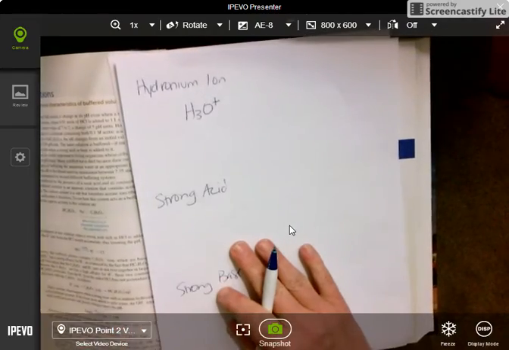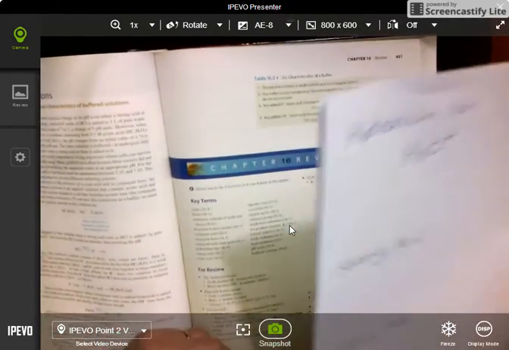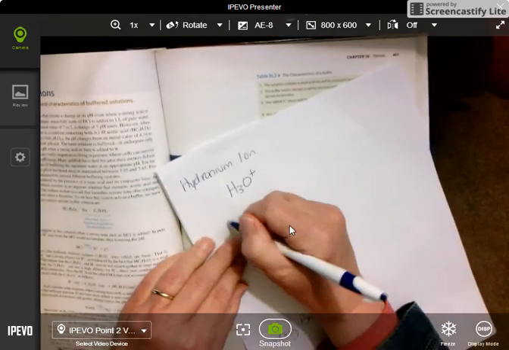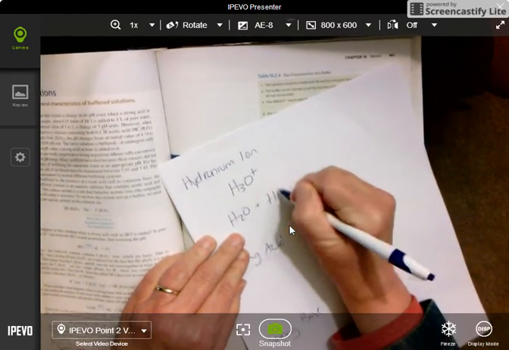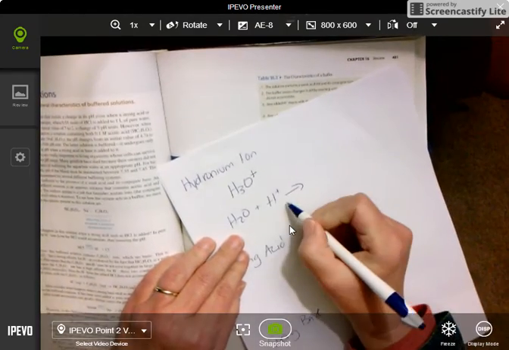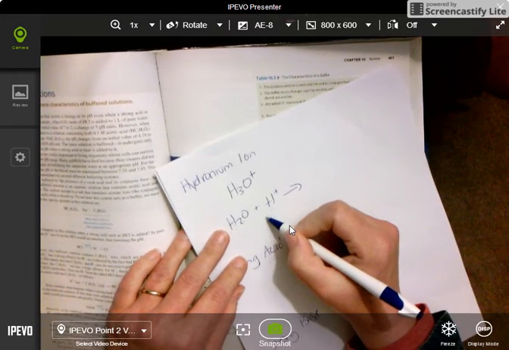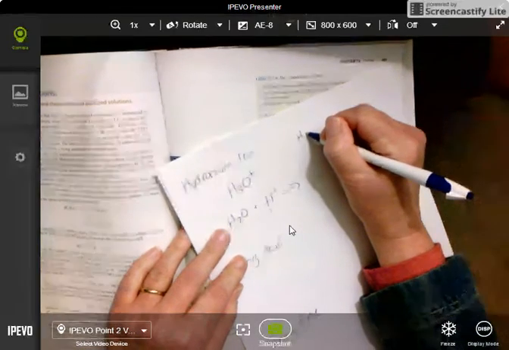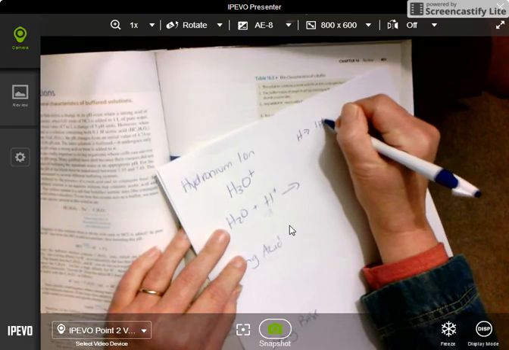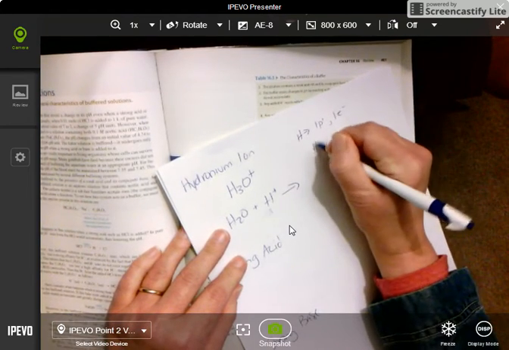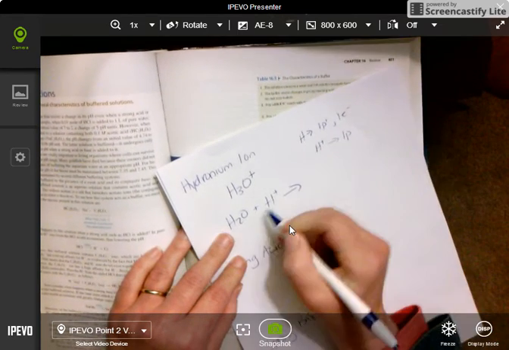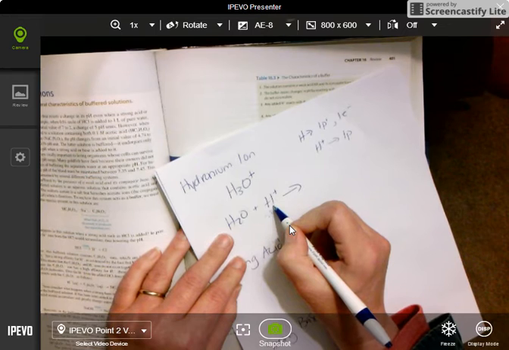Alrighty. The next term was hydronium ion. A hydronium ion is a water molecule with a proton added, or a hydrogen ion. In case you don't know why this is called a proton and not a hydrogen ion, it's the same thing. Remember, a hydrogen atom has one proton and one electron, right? So an H plus ion has lost an electron. So what does it leave? One proton.